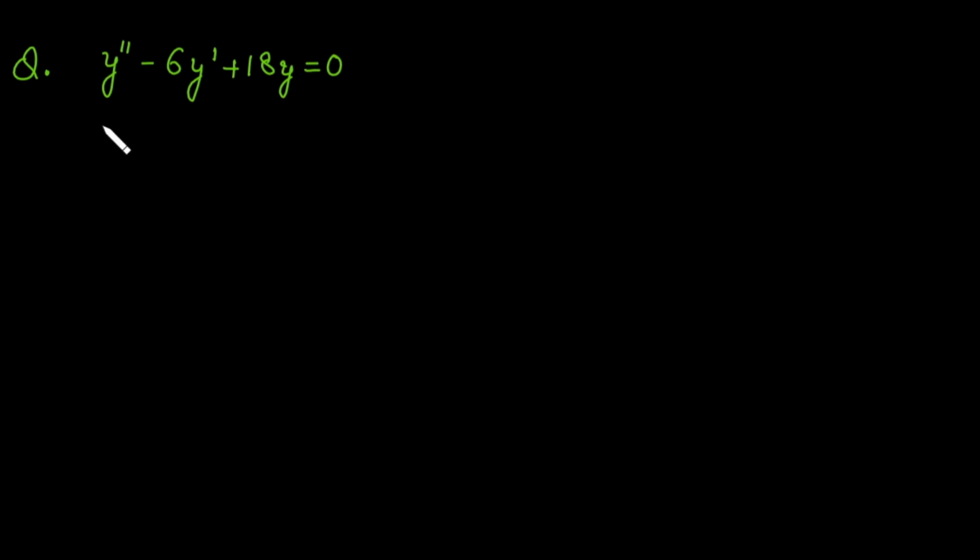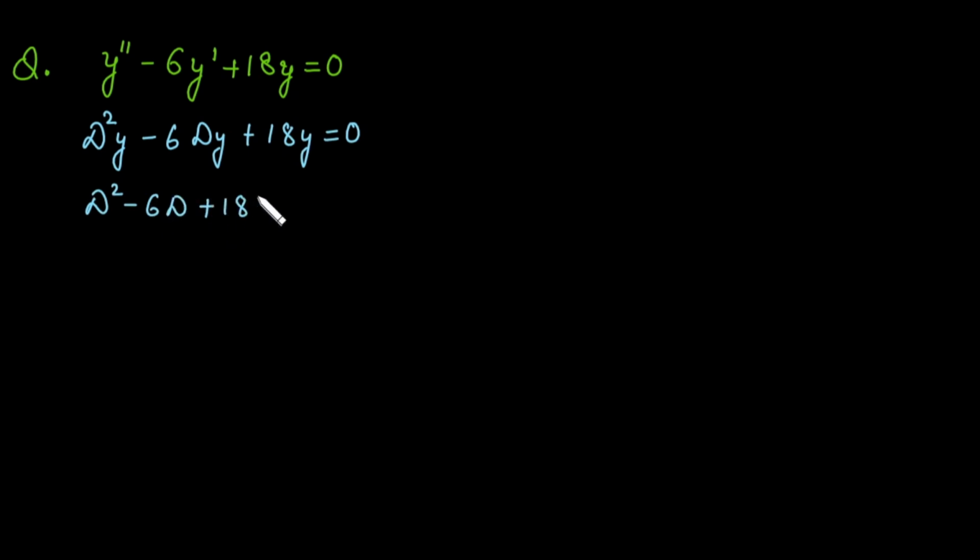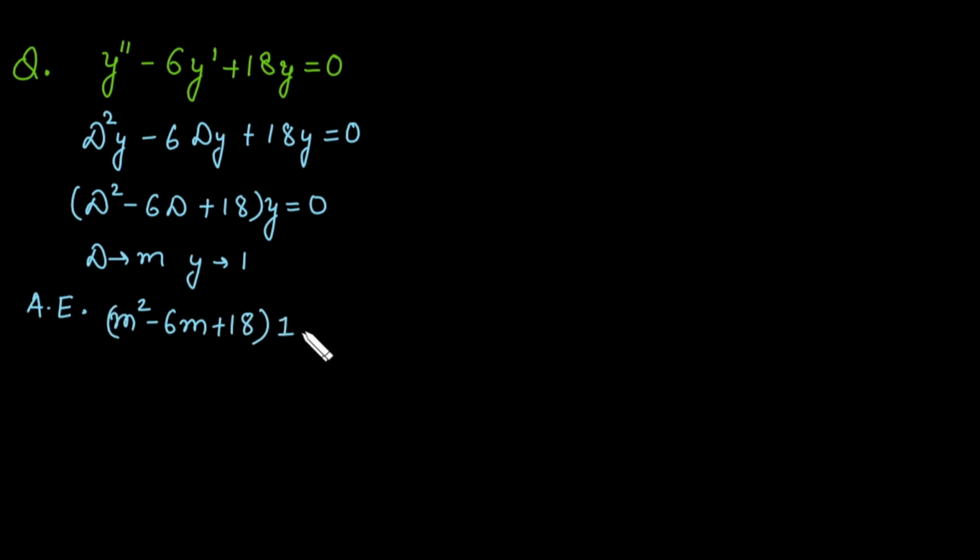Let's answer the next question. So write its operator form. So its operator form is D square y minus 6Dy plus 18y is equal to 0. Collect the coefficient of y. So we have (D square minus 6D plus 18) into y is equal to 0. Now replace D by m and y by 1 in order to get the auxiliary equation. So the auxiliary equation in this case is m square minus 6m plus 18 into 1 is equal to 0.